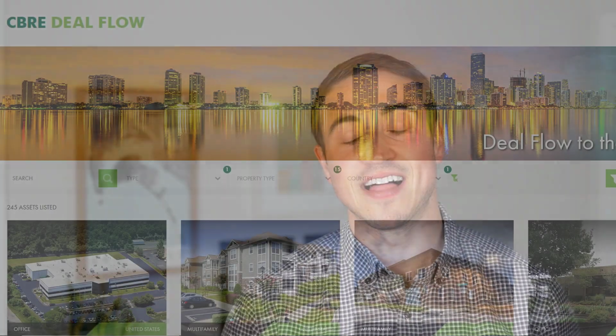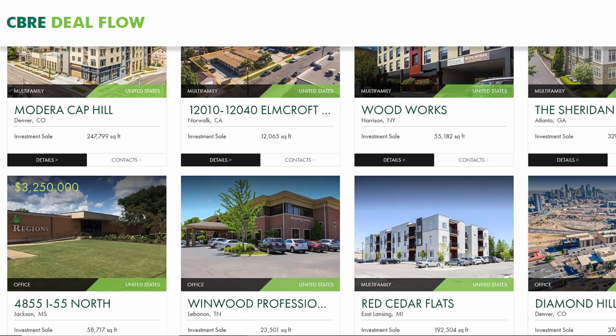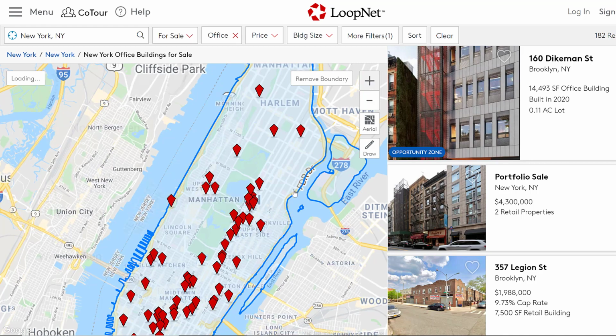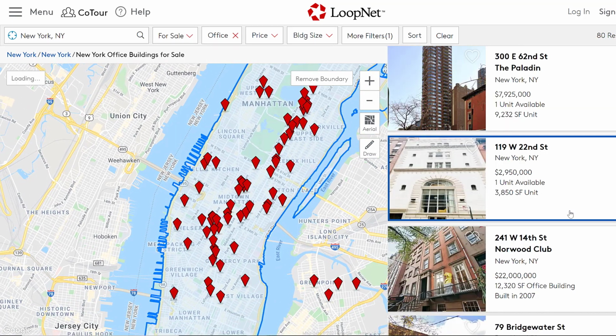Again, the major brokerage shops here like CBRE, JLL, and Cushman & Wakefield will be great sources of active listings on their websites, and third-party sites like LoopNet also have current listings that can help you add to the data you're trying to put together to paint a clearer picture of how your deal is going to perform.